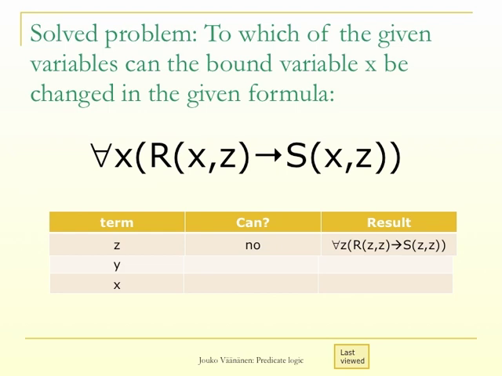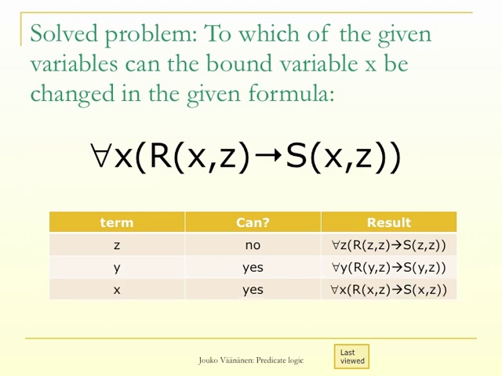What about y? Can x be changed to y? There is no free occurrence of y yet, so no free occurrence of y could become bound in the change. So the answer is yes. And finally, can the bound variable x be changed to x itself, which means not changed at all? This is always allowed, because nothing is changed in the formula, so no free occurrence can change to a bound occurrence.